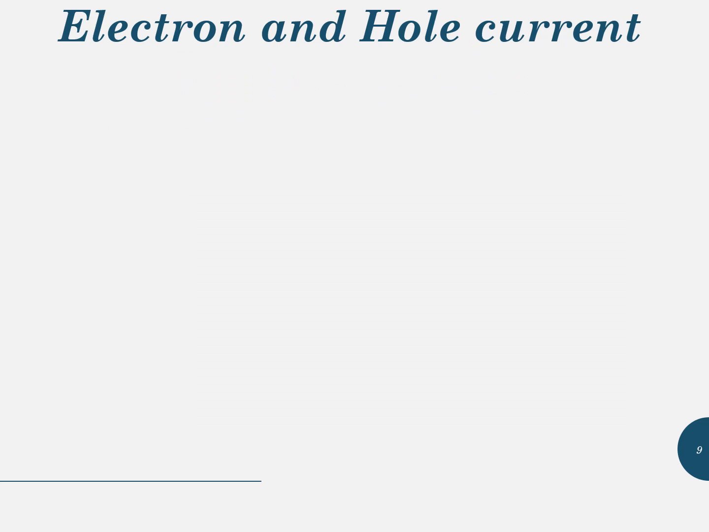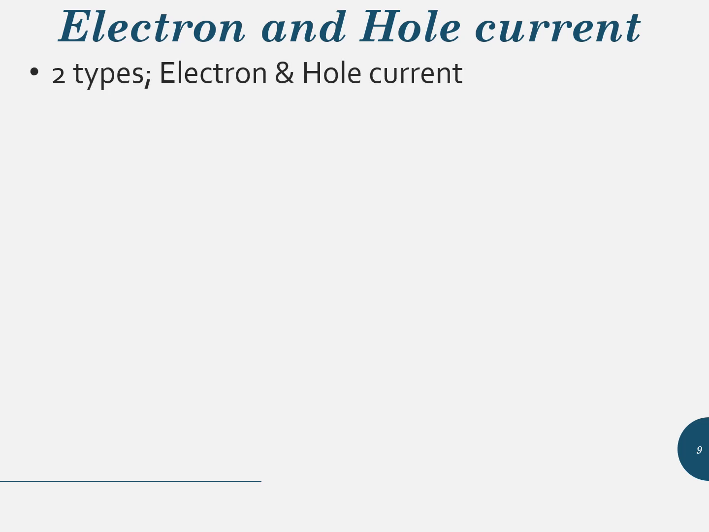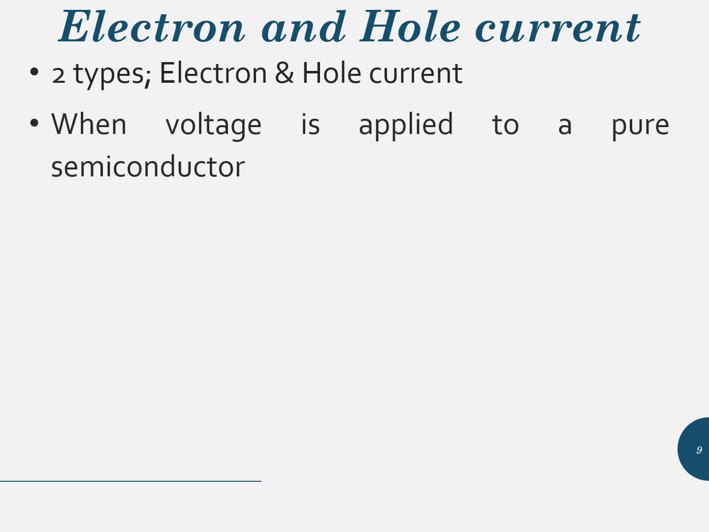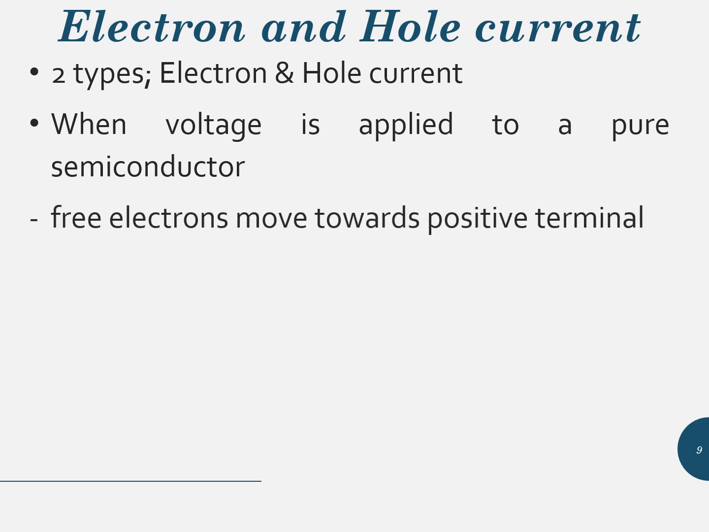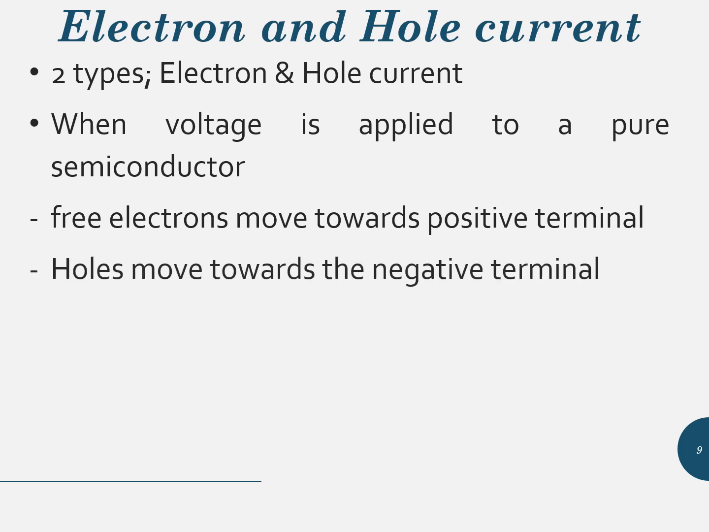Now we will understand electron and hole current. There are two types of current produced in a pure or intrinsic semiconductor. First is electron current and second is hole current. When the voltage is applied to a pure or intrinsic semiconductor, the free electrons move towards the positive terminal of a battery and holes move towards the negative terminal of a battery.